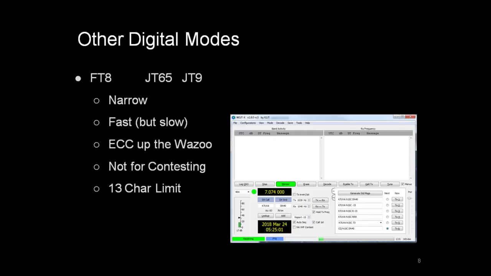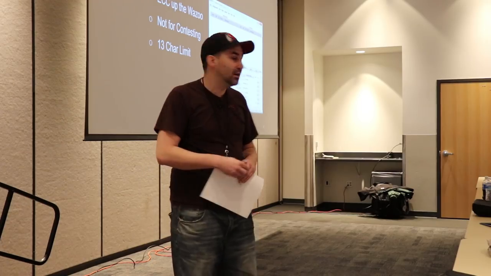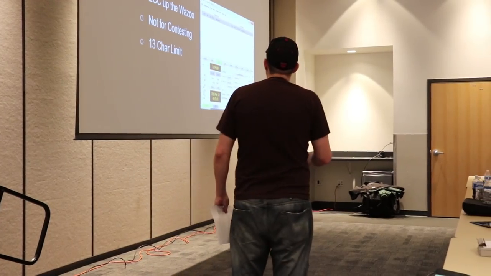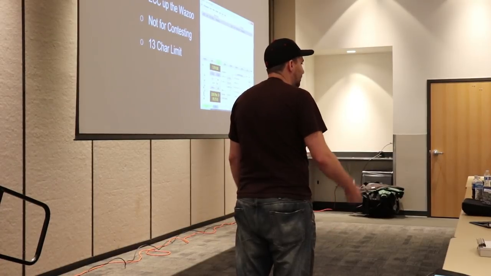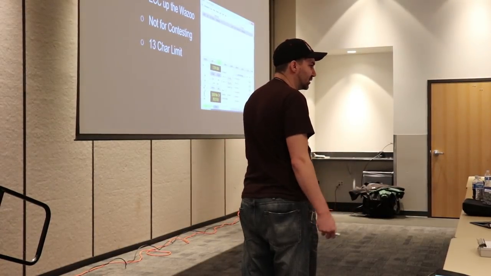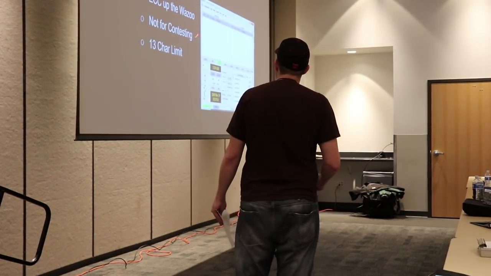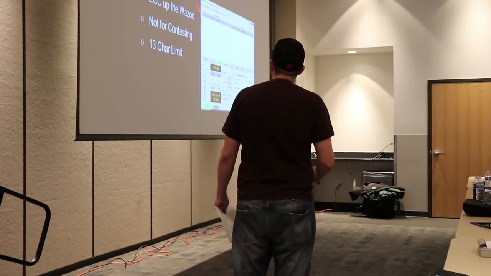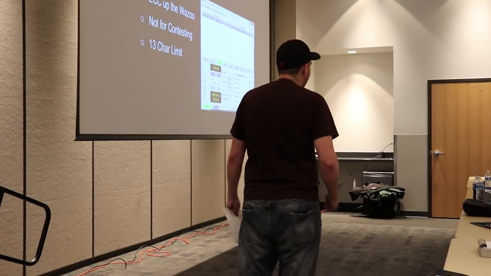It's fantastic. They're really narrow. I mean, you could squeeze a gazillion of them in there with JT9, right? It's fast in the fact that the data goes through and you know exactly what they said, and you can move on to the next station when you complete it. You're not asking again and again what they said. But it's also really slow. In JT65, you're looking at a minimum of 5 minutes for a full exchange. And when you're in a contest, it's not really what you want. It has ECC at the wazoo, but it's not really for contesting.